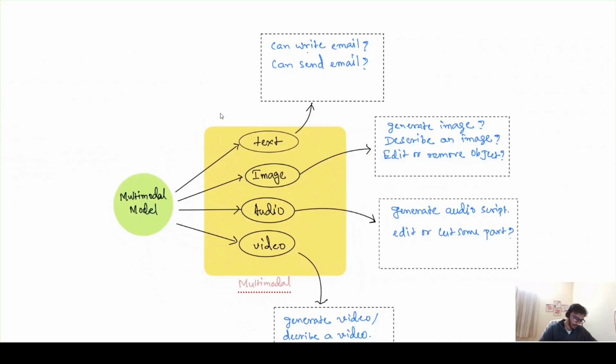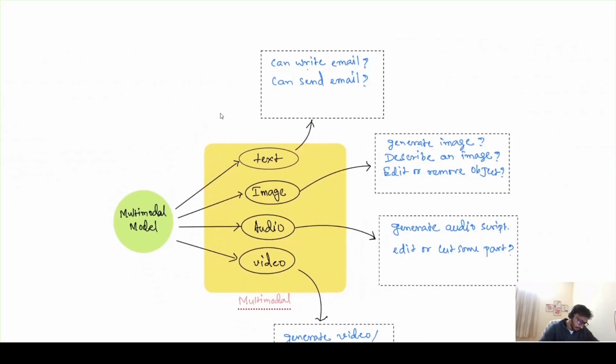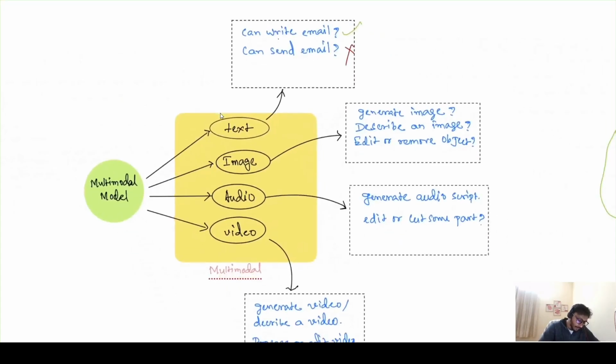Now let's understand this diagram. So let's say you have a multimodal model which can generate text, image, audio, and video, right? Let's consider text. Can it write an email? Yes. Can it send the email? No. For image, can it generate an image or describe an image? Yes. But can it edit or remove some part of the image, some object from the image? No.